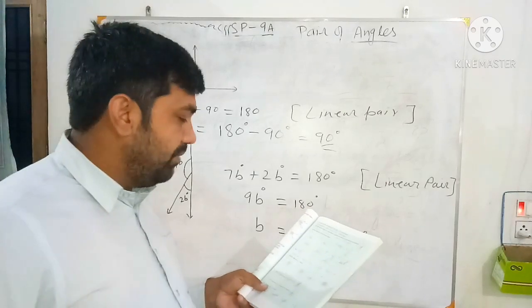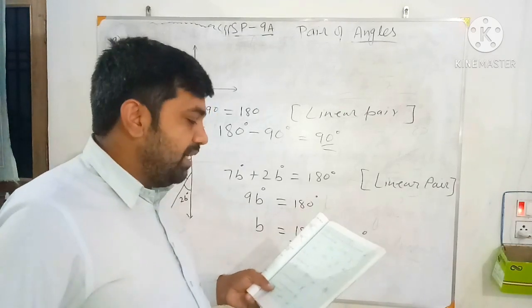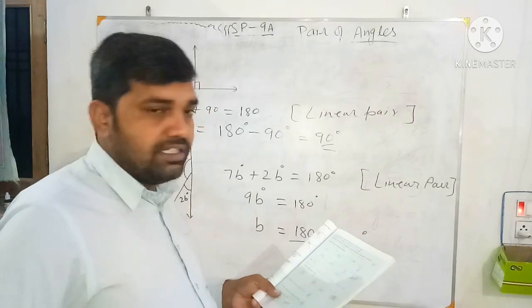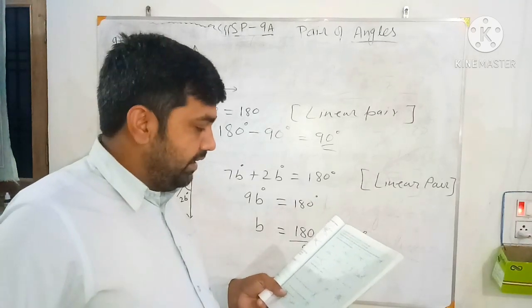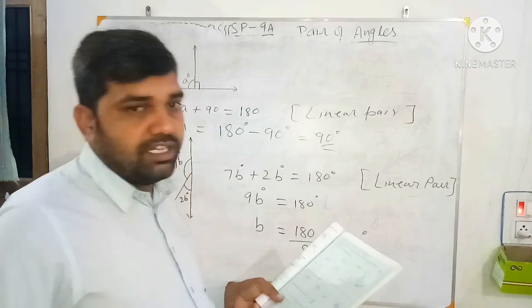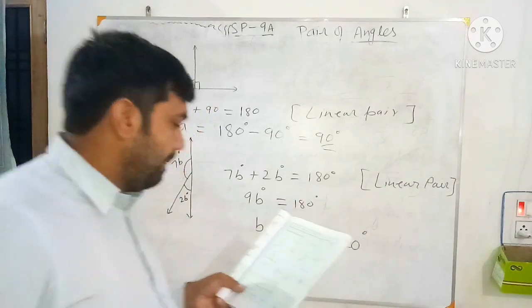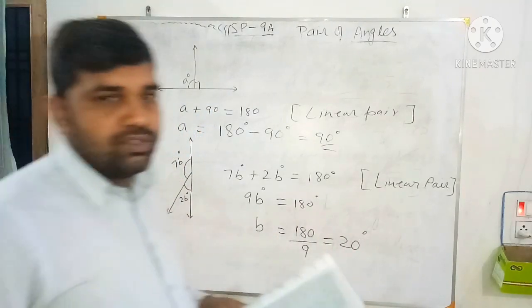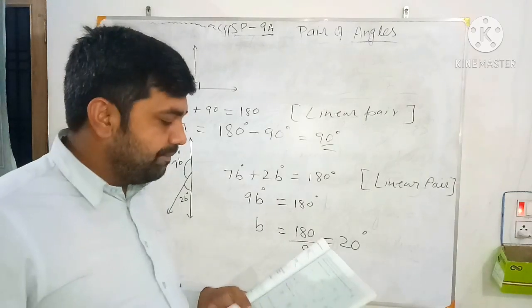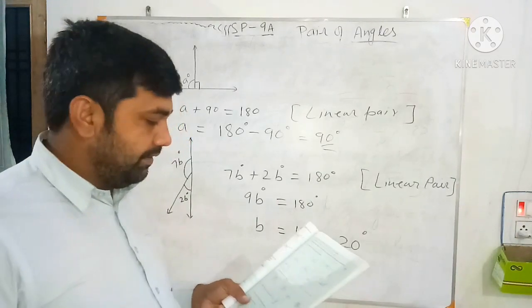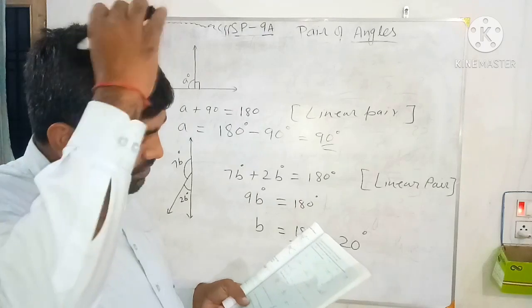Similarly, you can do the F also. B plus B plus B. These three angles, the sum of these three angles is 180 degree because these three angles are made on a straight line. So 3B equals to 180 degree. So B is equals to 180 divided by 3, which gives you 60 degree. Now question number G, see how we do.